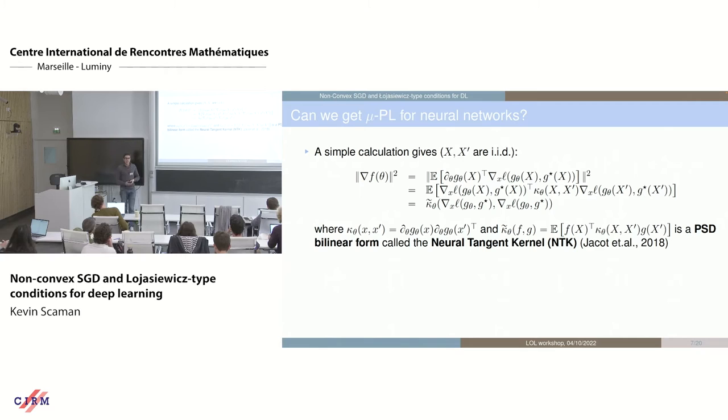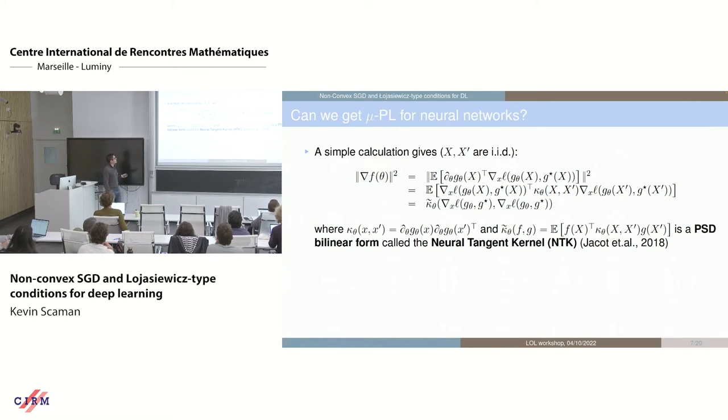Now the question is, okay, do neural networks in practice verify this PL assumption? And so what you can do is compute the norm of the gradient of the function. You're going to end up with, so this term, I write the Jacobian of the model with respect to the parameter this way. So this is just a notation for the Jacobian. And you end up, well, the chain rule gives you this Jacobian product, transpose times the gradient with respect to the first term, the first coordinate of the loss function, okay?